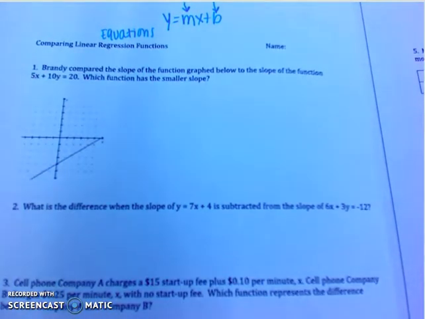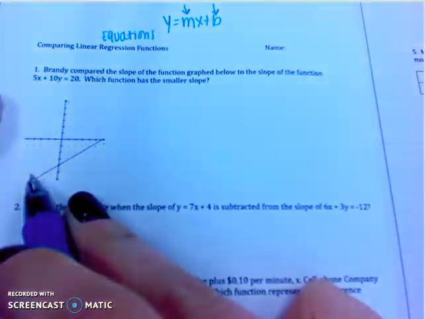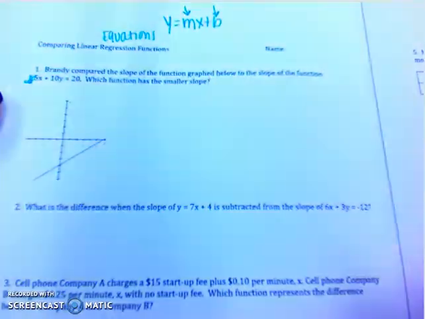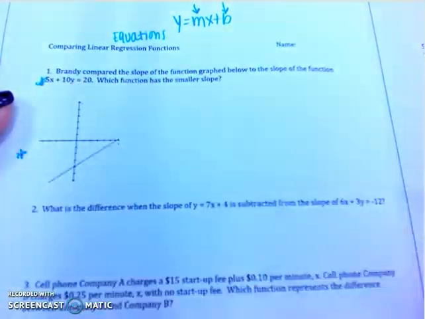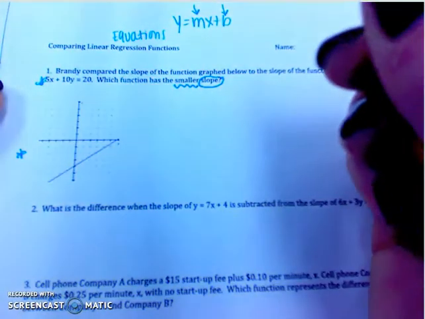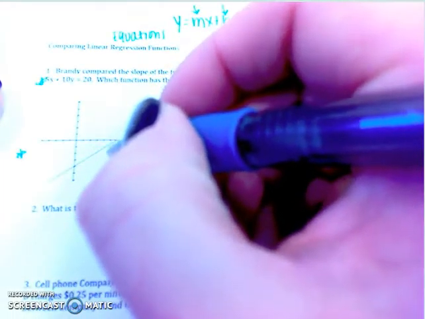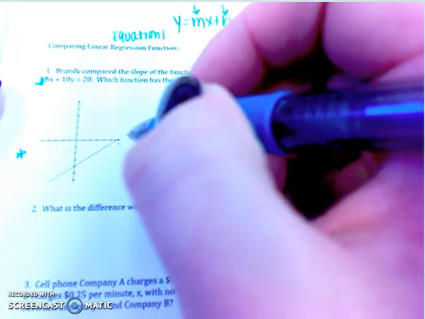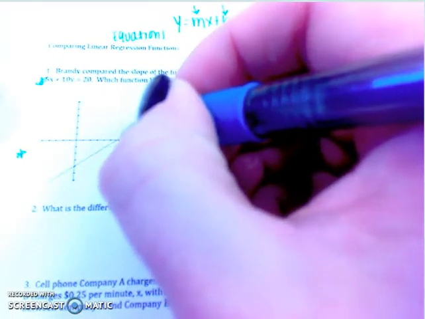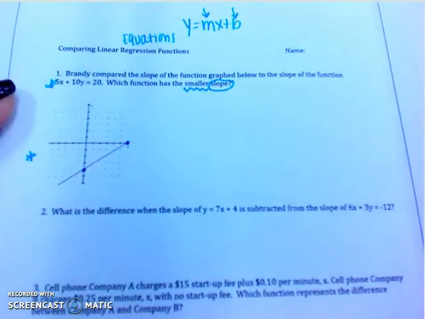Number one, Brandy compared the slope of the function graphed below to the slope of the function. So here's this equation, and then we have this graph, and we're looking at slope. Which one is smaller? Well, let's first look at this graph. The slope I'm going to find by looking at rise over run. And now I'm going to need to find two perfect points. Now I'm sure that there's some in between there, but I see that this is a perfect point, as is this, on that x and that y axis.